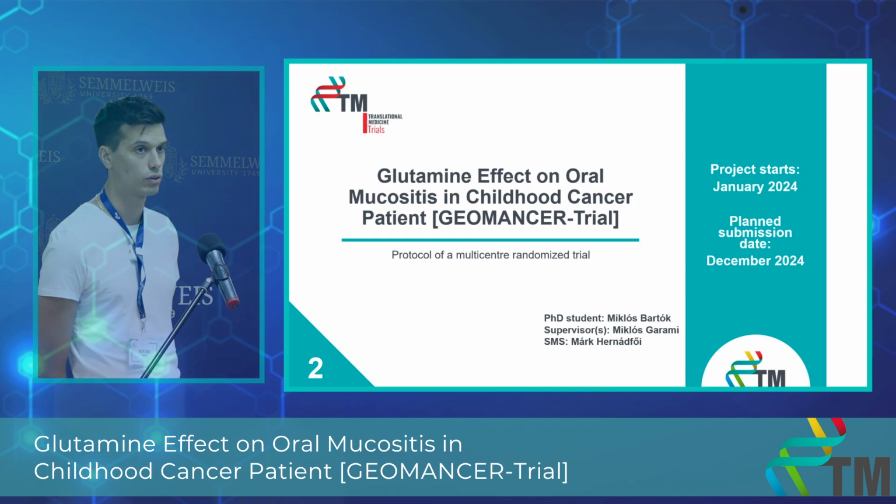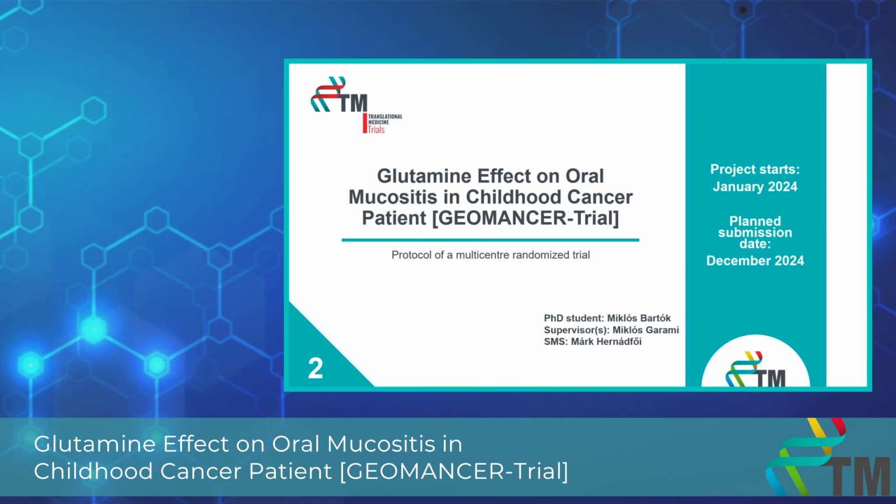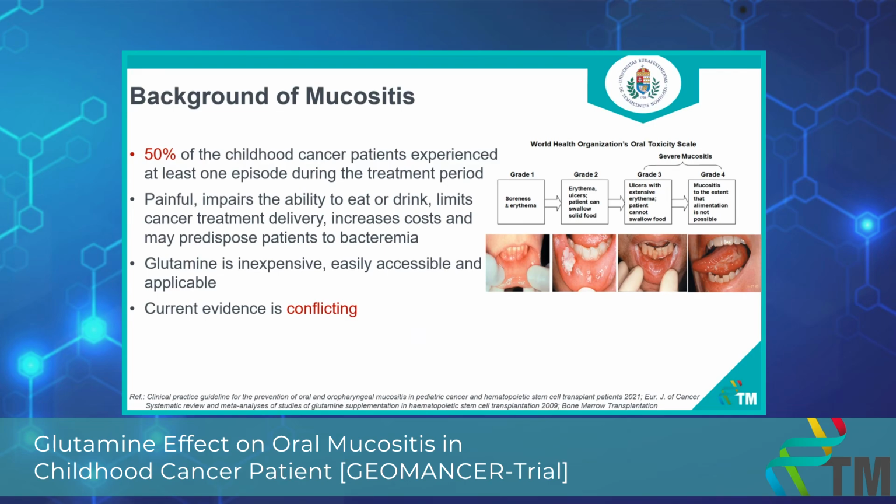Our second topic is a protocol for a randomized clinical trial. It's a glutamine effect on oral mucositis in childhood cancer patients. Why is it important? Because during active treatment, 50% of childhood cancer patients experience at least one episode of inflammation of the mucous membranes. It is painful, it impairs the ability to eat or drink, and it decreases the health-related quality of life. And why glutamine? Because it is inexpensive, easily accessible, and applicable, and the current evidence is conflicting.